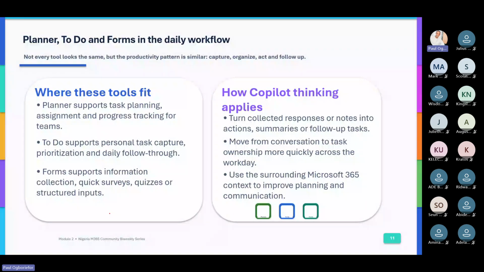Planner supports task planning, assignments, and progress tracking for teams. To Do supports personal task capture and priority flow for follow-through. Then Forms supports information, surveys, quizzes, and structured input. Just imagine at the end of this session, we say, okay, let's set up a quiz for the audience. Even while on this call, I can generate a quiz for us to answer. It may be very difficult, right? And if I want it simple, it can refine, and then you have something very difficult or very easy, as the case may be.